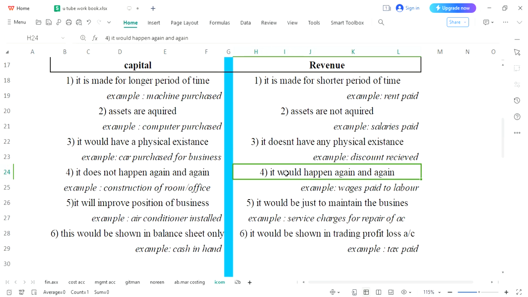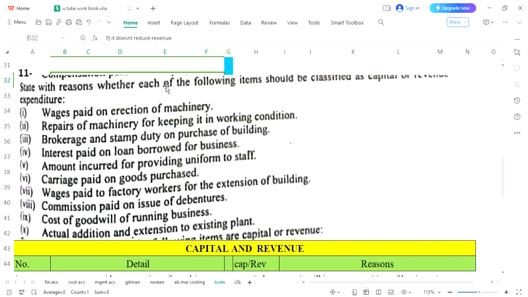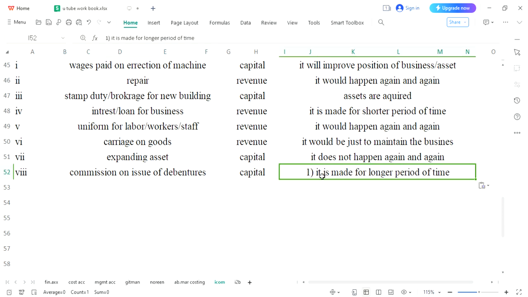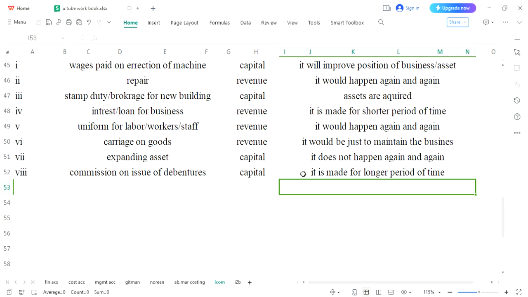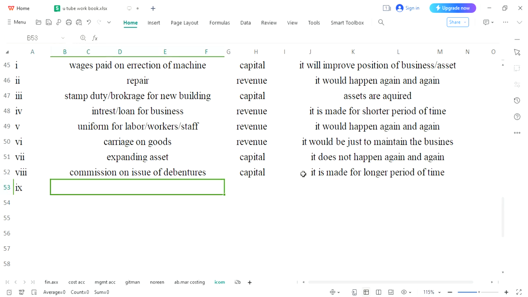There are several reasons. We are picking first, it is made for a longer period of time, so you will write the same over here. Why? Because in the whole business life, sometimes there is only one chance to issue your debenture. That means taking a loan from the public has only one chance. So we are considering it capital.